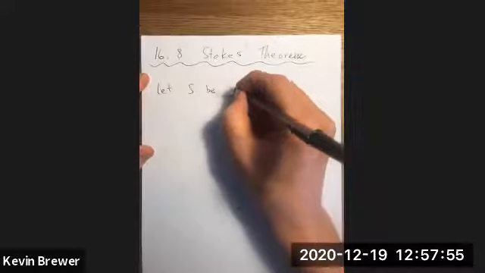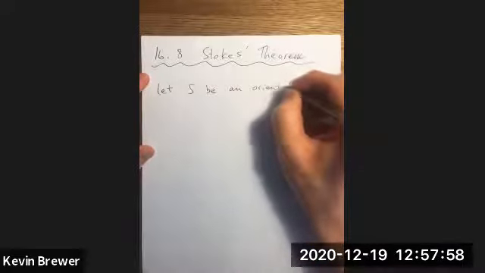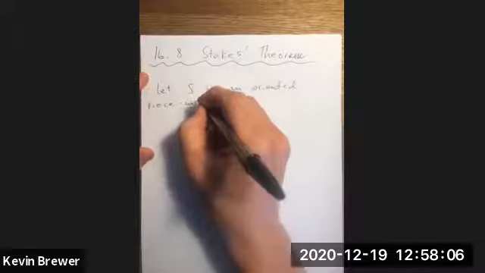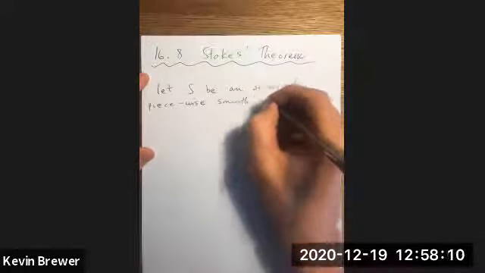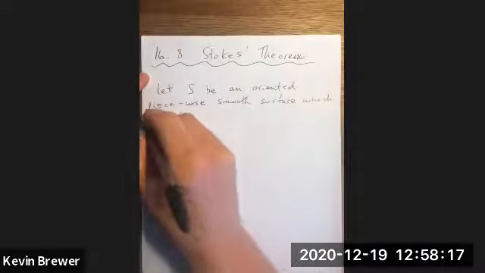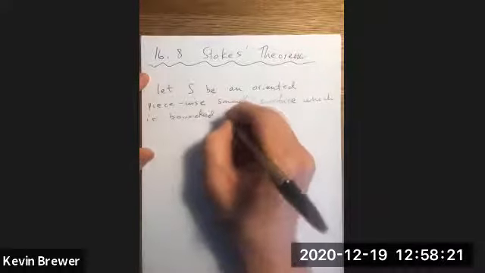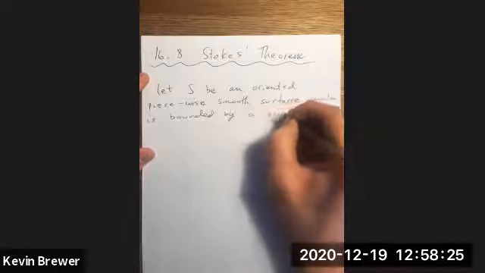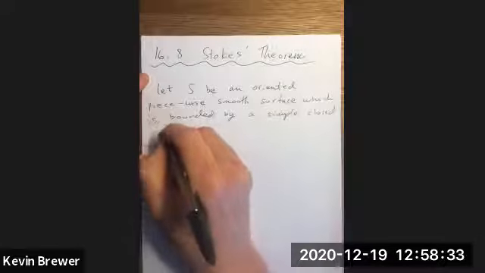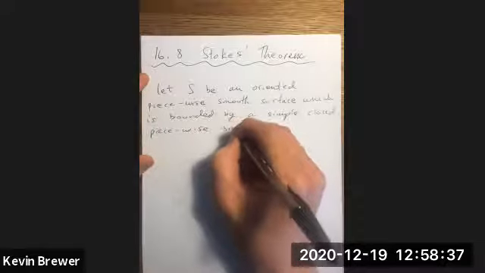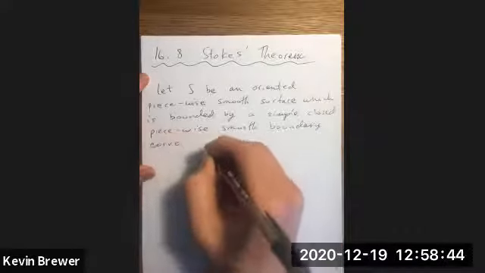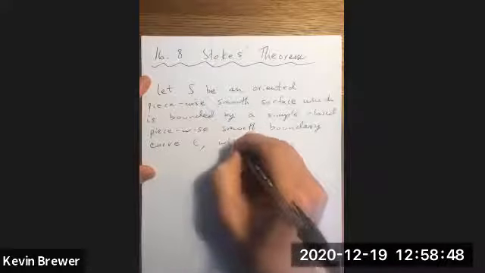So let S be an oriented, piecewise smooth surface which is bounded by a simple, closed, piecewise smooth boundary curve C with positive orientation.